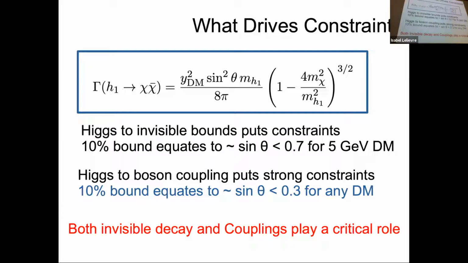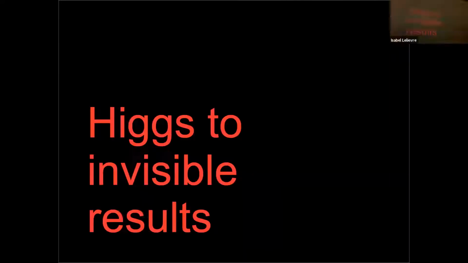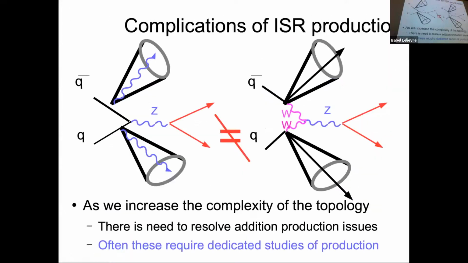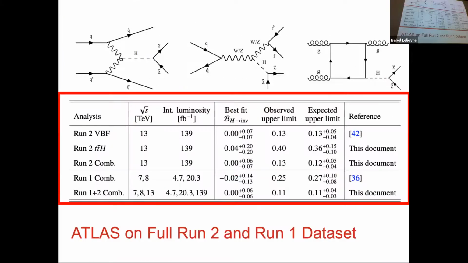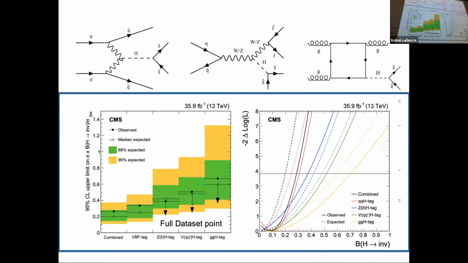Another basic question, what does a 10% bound actually mean? So a 10% bound means that when you make your limit plot, your observed value for your limit is at 10%, which means that you have a 2 sigma exclusion probability. So there's a 95% chance that there's no signal at that value.